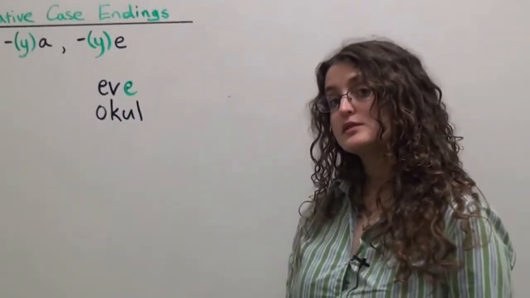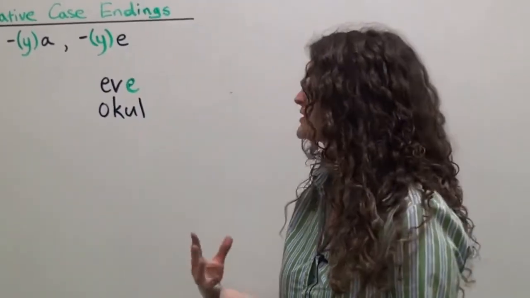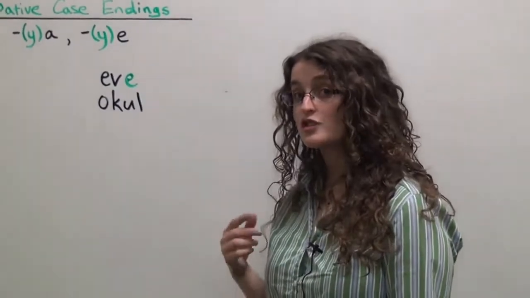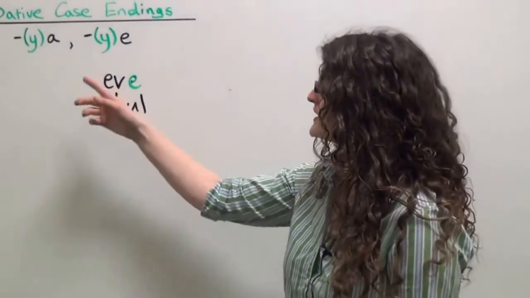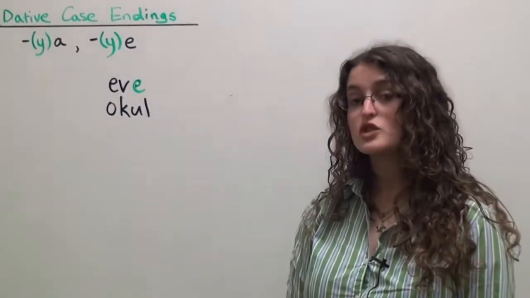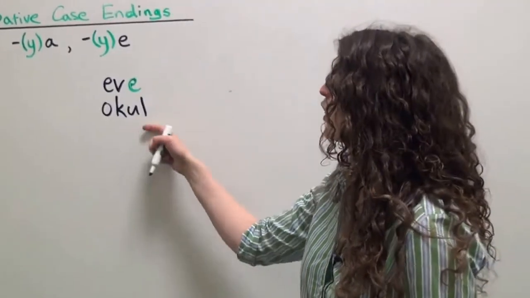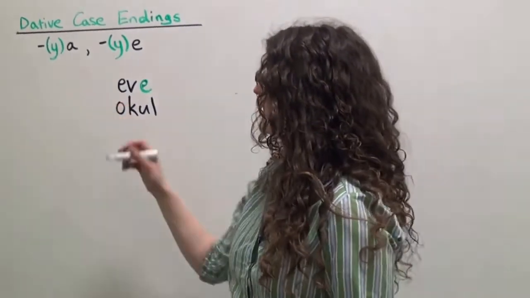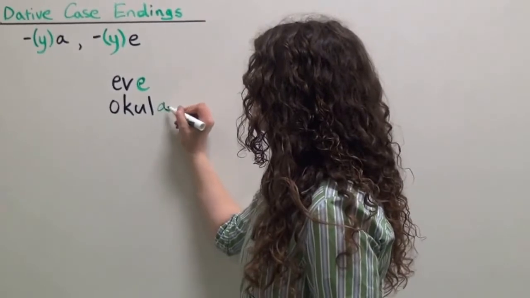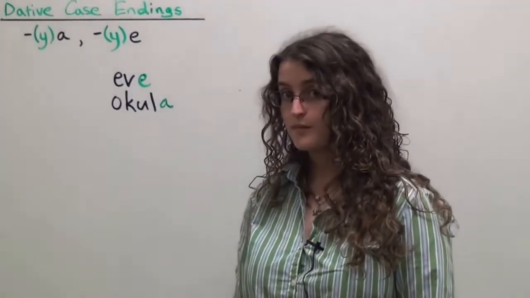Let's look at the Turkish word for school, okul. If we want to say to the school or towards the school, we're going to again choose the appropriate version of the dative case ending according to the rules of two-way vowel harmony. So for okul, we're going to choose a: okula, to the school or toward the school.